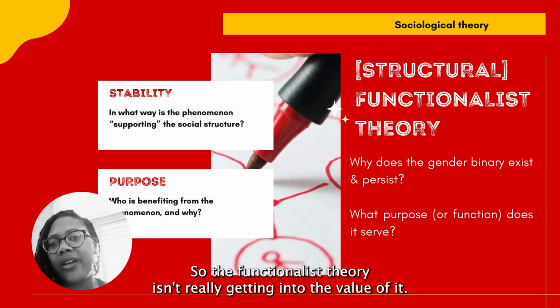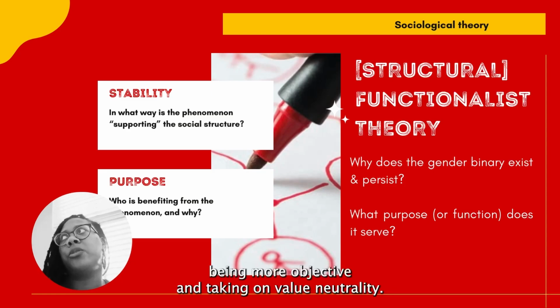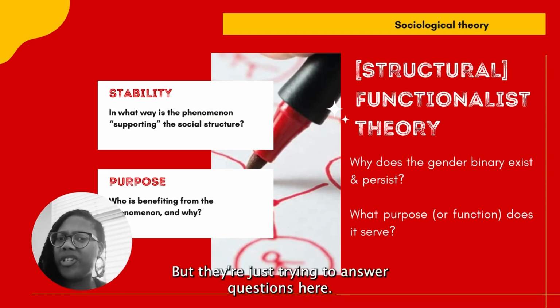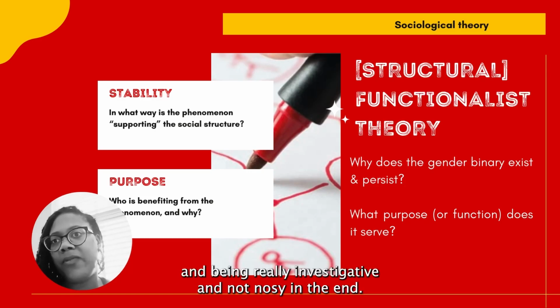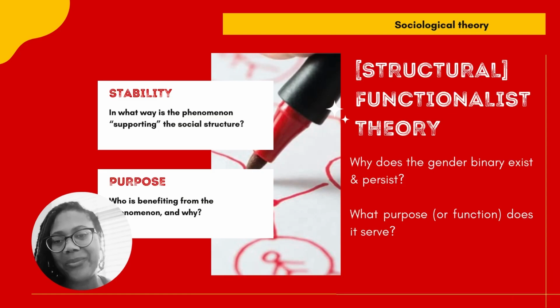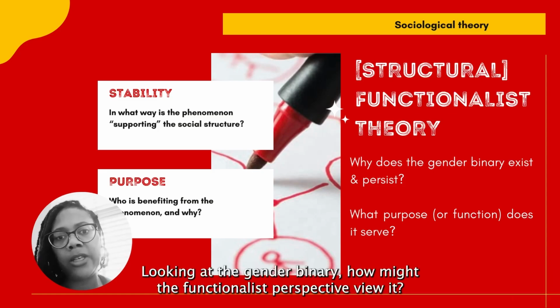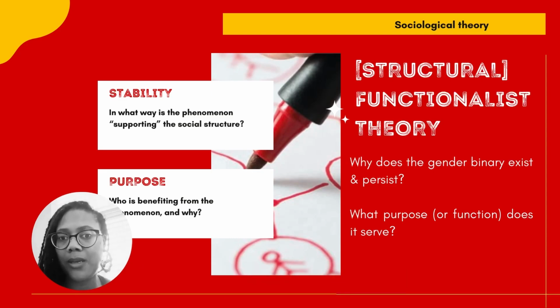So the functionalist theory isn't really getting into the value of it. They typically try to lean towards being more objective and taking on value neutrality, but they're just trying to answer questions here. They're trying to get to the bottom of things and being really investigative and nosy in the end. So consider those questions, right? Looking at the gender binary, how might the functionalist perspective view it?